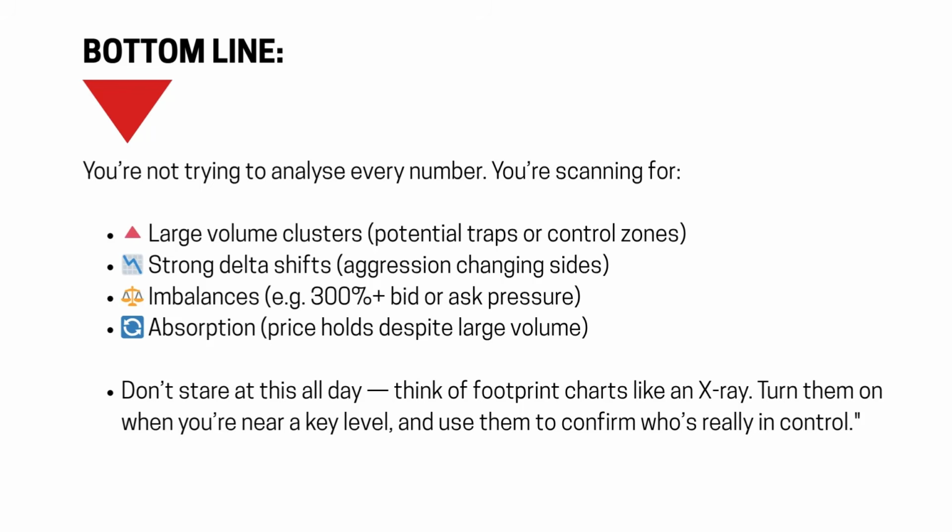So the bottom line here is we're not trying to analyze every number, we're scanning for large volume clusters which we would consider potential traps or control zones, strong delta shifts, aggression changing sides, and imbalances. For example, we looked at that 300% plus bid or ask pressure, and absorption, price holding despite the large volumes. All very good to look out for. So 4 things there, but I suppose also a tip, don't stare at this all day. Think of the footprint charts like an X-ray, turn them on when you're near a key level and use them to confirm who's really in control.